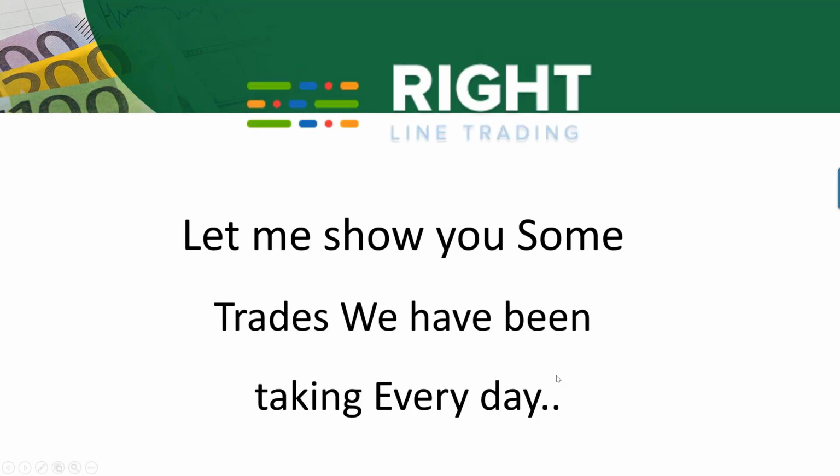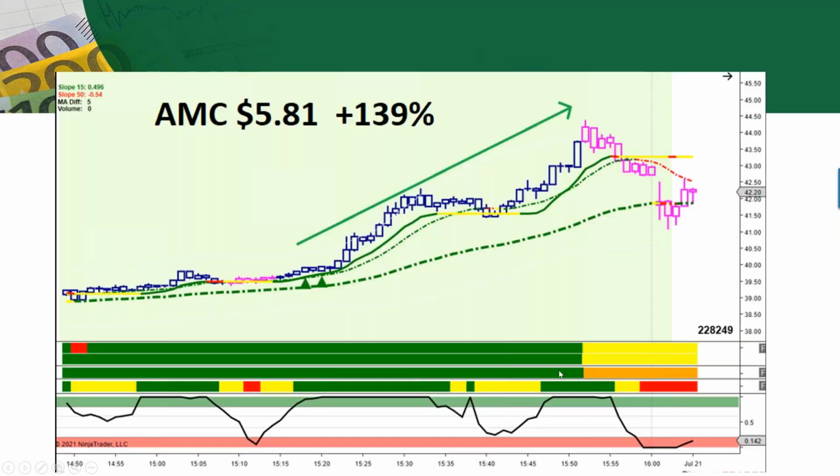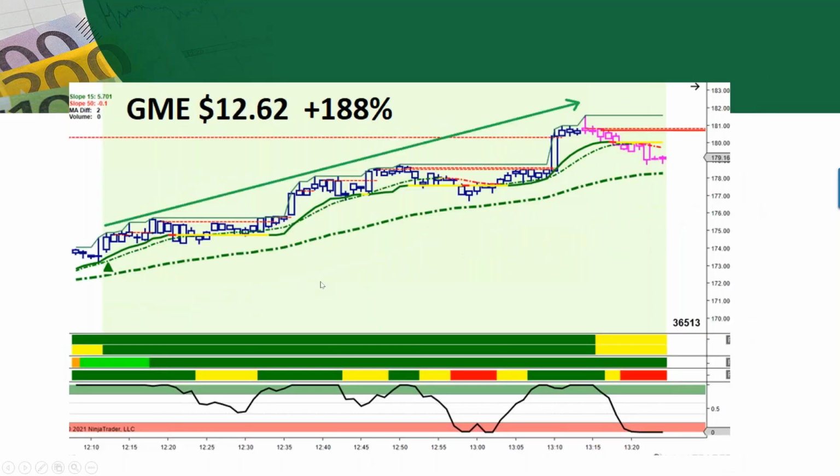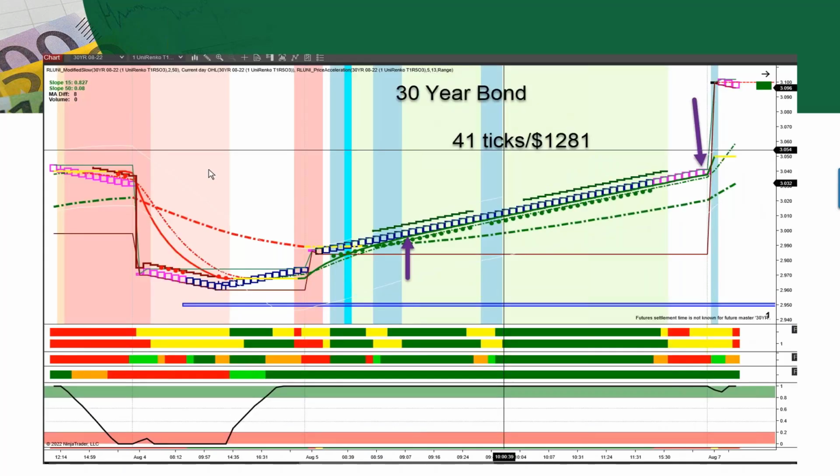I'm going to break down the system in detail, but here's a couple of trades that we've taken. Here's a trade using options on AMC. Here's another trade on GME using options. Here was a trade I took on 30-year bonds at 41 ticks at 31.25 a tick.